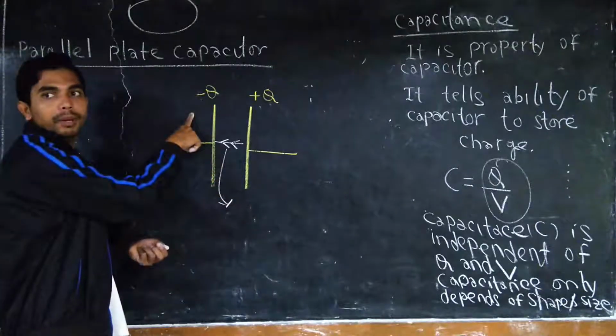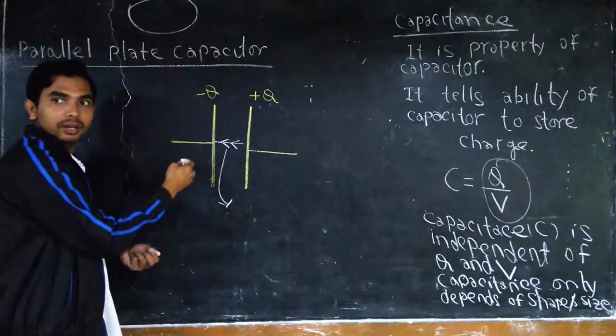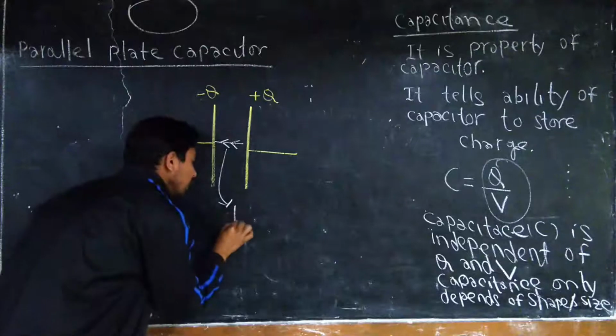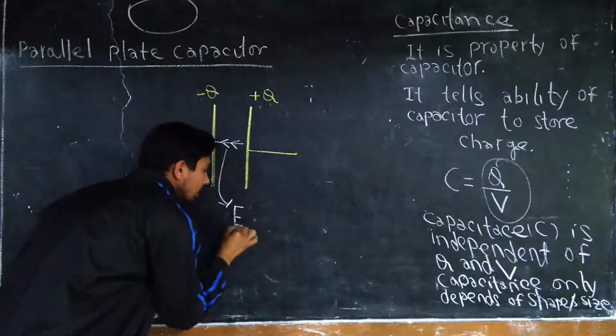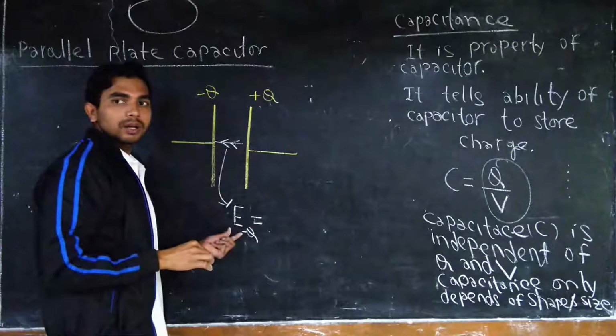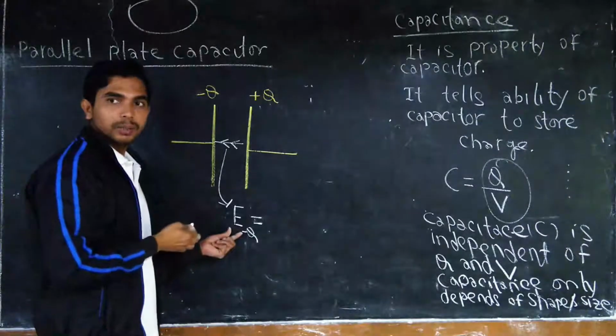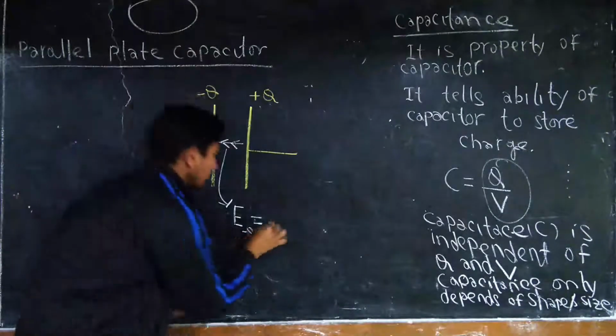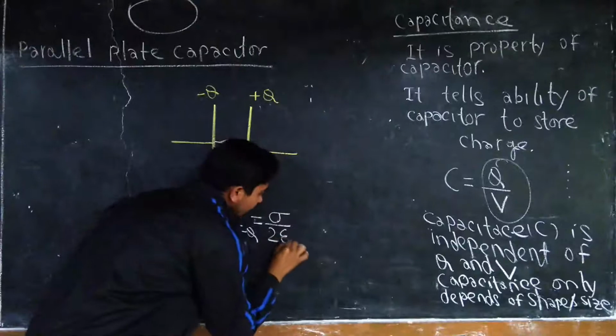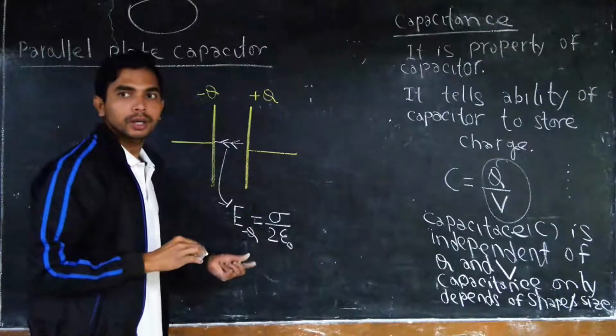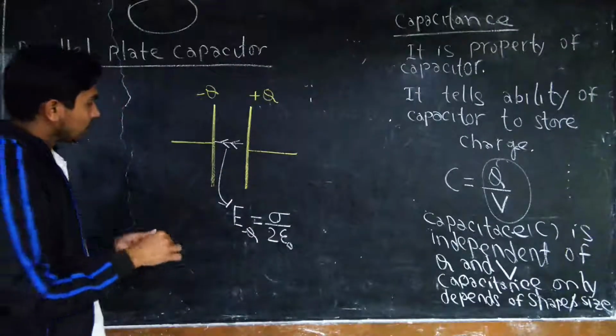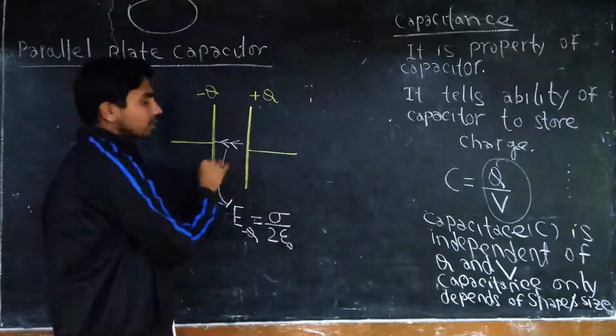Due to the negative plate, direction is in this direction, and the value of electric field is how much? Minus Q, the electric field due to charge on the negative plate, right? And that value is how much? Sigma by 2 epsilon 0. You know this formula, right? Already you calculated this one, and the negative plate is also creating electric field.